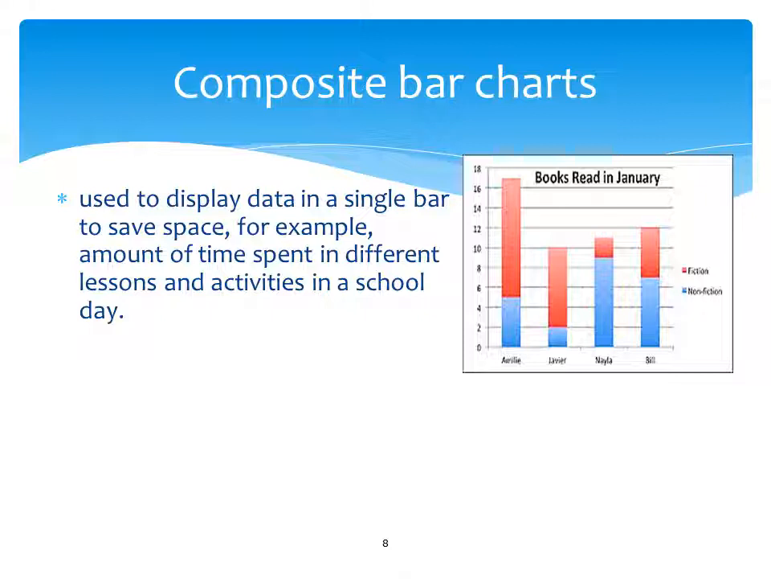How do we read these composite bar charts? It's easy for us to find the non-fiction for each person, but to find the fiction, you should subtract the last number in the above bar from the first number down. How? For example, if you look at Annie, we know that she read 5 non-fiction books. To find how many fiction books she read, we should subtract 17 minus 5 to find the answer.